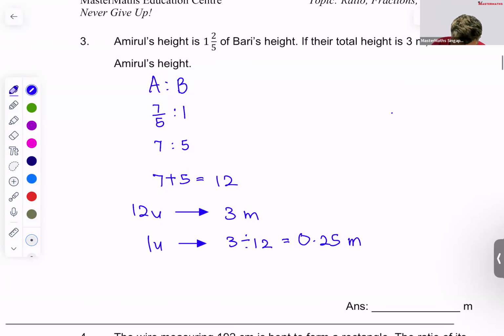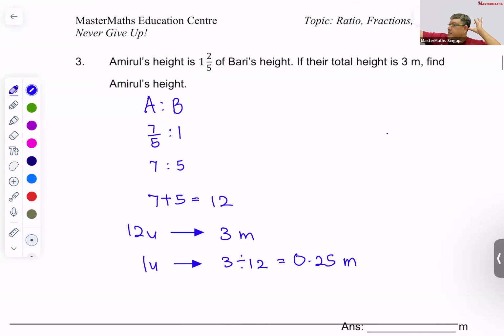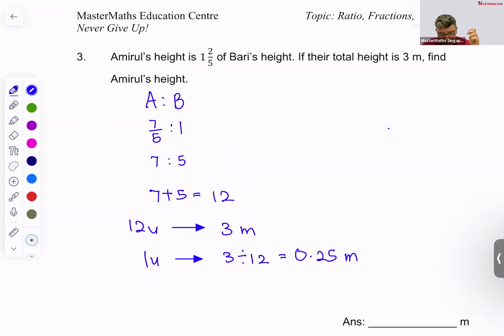Amirul, how many units? Look at it. Amirul, how many units? 7. So I'm going to write 7 units. 7 times 0.25.